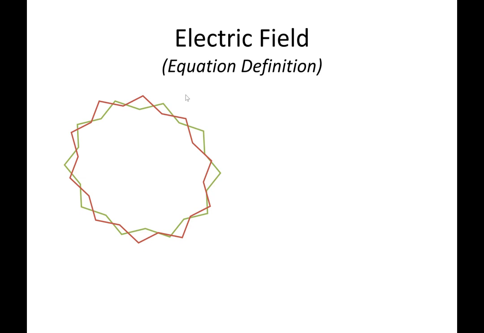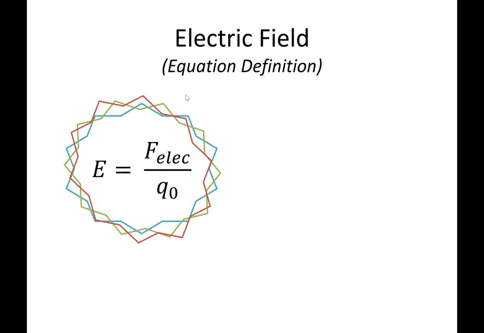So the equation for the electric field is simply, by definition, the electric field is equal to the electric force divided by the test charge. Now, on the equation sheet, you're going to see this as a magnitude because we just talked about how you determine the direction of the electric field. It's all based on what type of charge is creating that field.